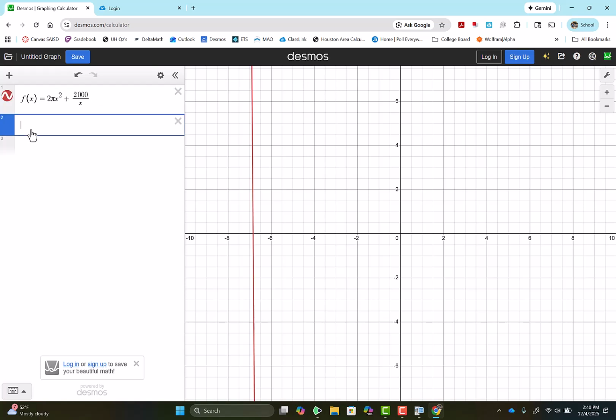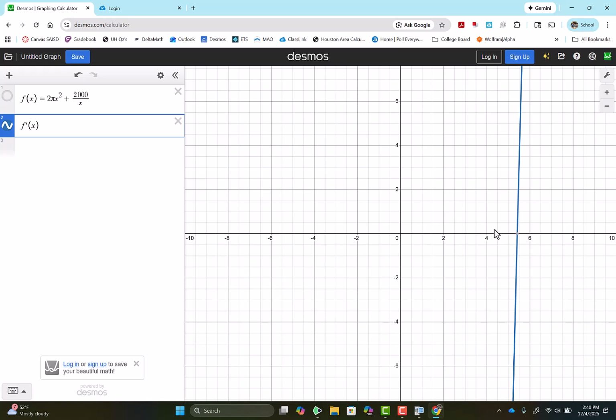So check it out. I can just go f prime of x. And there's my derivative. Isn't that cool? And notice that the derivative goes from negative to positive. It does. I want to see how the graph of f of x, the original, looks. Right now I don't see it, but look how big it is. Look, that's 2,000. So it's going to be pretty big.